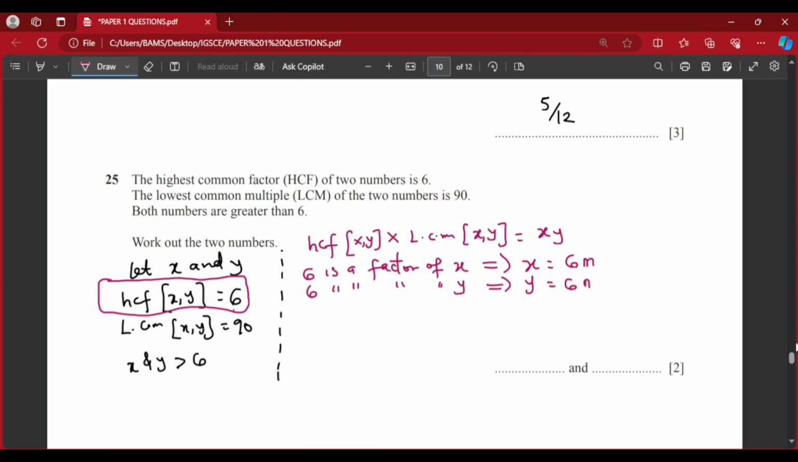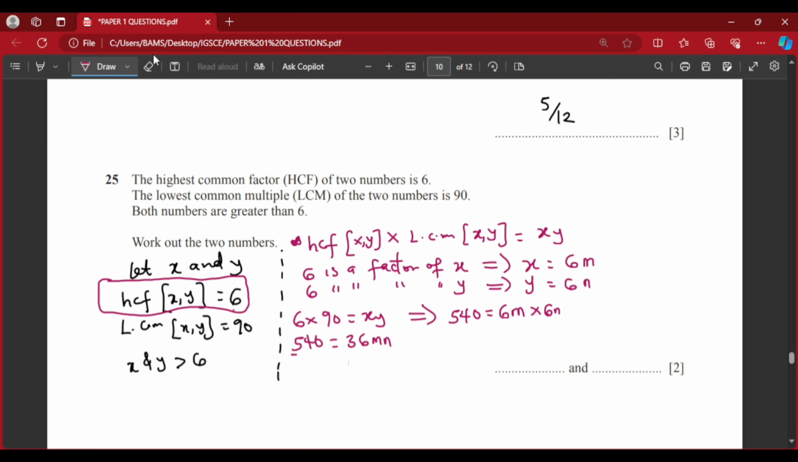Is that good? Good. From this particular relationship I said earlier, we know that the HCF is 6, the LCM is 90, and it's equal to xy, right? So it translates to mean that xy is equal to 540, which is equal to, what's my x? 6m. What's my y? 6n. So 540 is equal to 36mn. Once I can get the value of m and n, I can get the value of x and y, right?